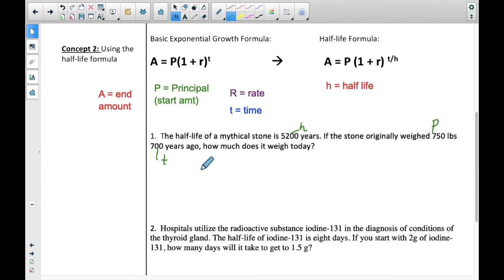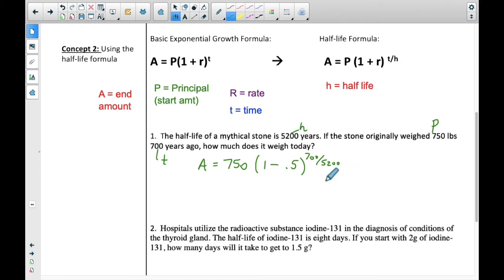As far as A, we don't know what A is. That's what we're looking for. P is the principal, how much it started with. In this case, it started with 750 pounds. The rate is 1 minus the rate, which is 50%. We're talking about half-life, so you're losing 50%. And the time is going to be 700, and we take that 700 and we divide it by the half-life, which is 5,200.